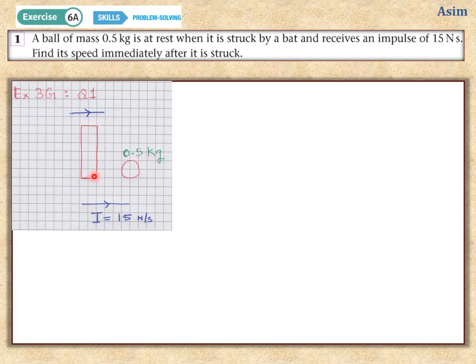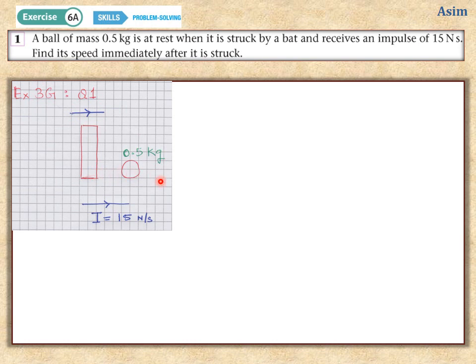And impulse is given from bat to ball. That's why the direction of impulse is very important. The ball receives an impulse when it is struck by a bat. That's why the direction is from bat to ball. So this is the direction of impulse, 15, and the bat is going in this direction because it will hit the ball.